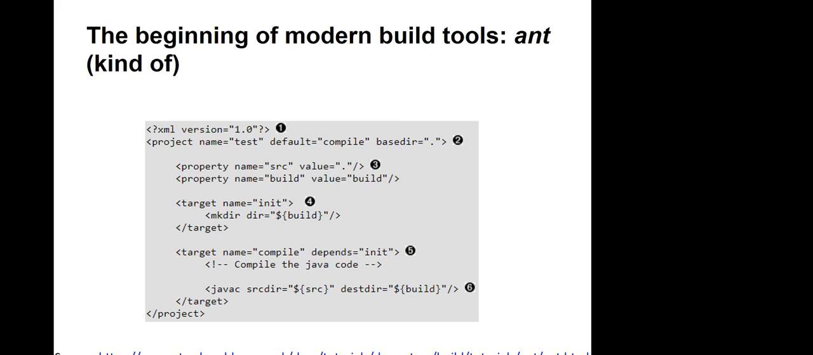And if we browse through that, let's have a look at this. We actually have two targets. One is called init, and one target is compile. As you recall from here, compile is the default one that would be run.